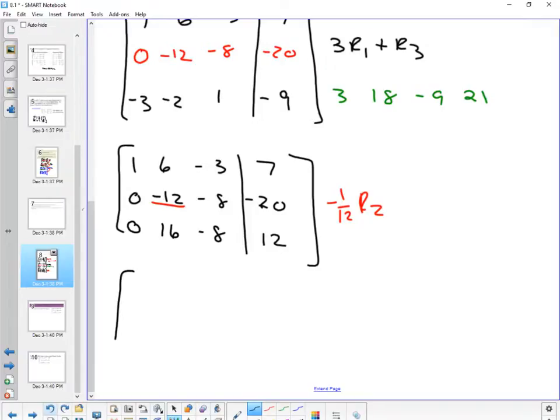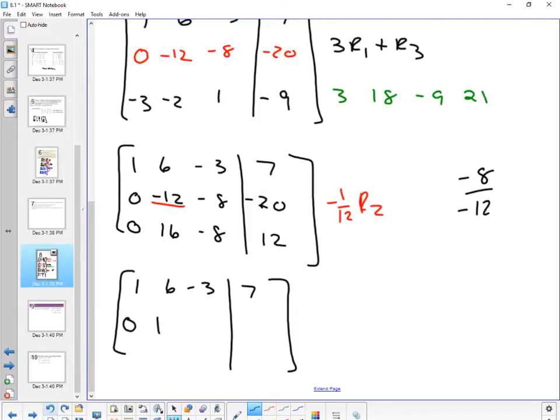Does row 1 change? No. So I got 1, 6, -3, 7. What's 0 times negative 1/12? 0. Now, 12 times negative 1/12? That's a 1. Now, -8 times negative 1/12? That becomes what? 2/3? Yeah. So I've got 2/3 in this slot now.